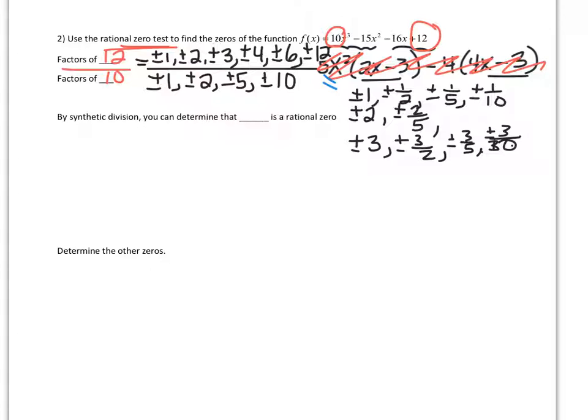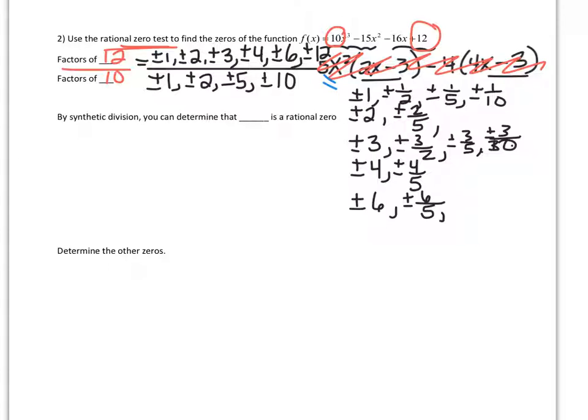Okay, now 4. 4/1. 4/2, which is 2, I have that. 4/5, 4/10, which is 2/5, which I already have. So we're going to do 4, so plus or minus 4, and plus or minus 4/5. And then 6, so plus or minus 6, plus or minus 6/5, and then plus or minus 3/5, which you already have, and then 12.